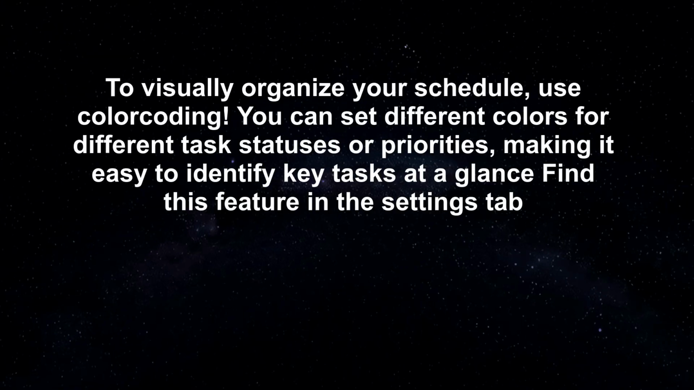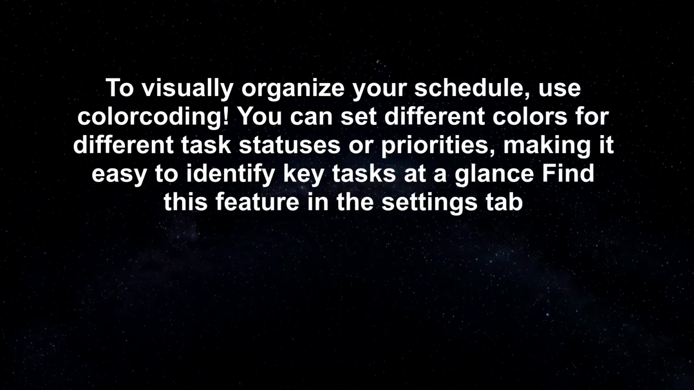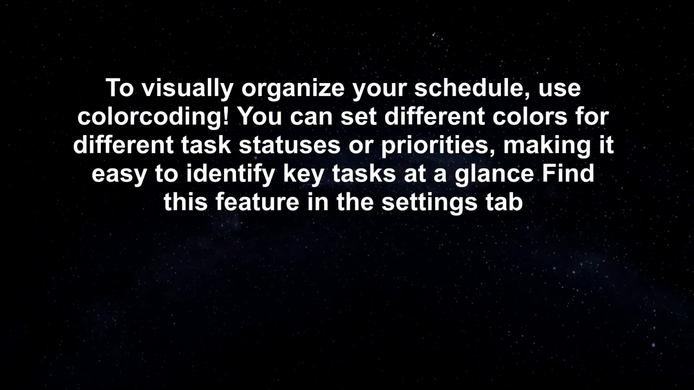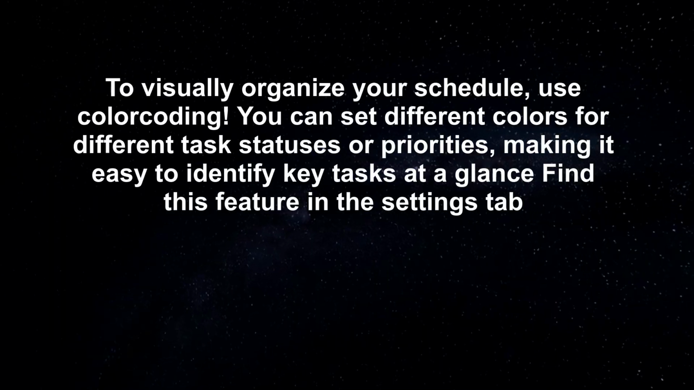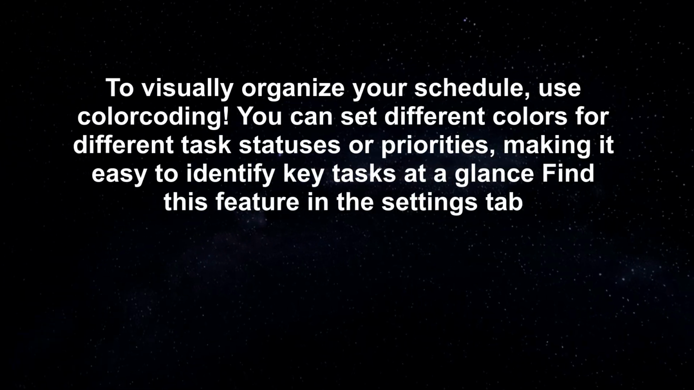To visually organize your schedule, use color coding. You can set different colors for different task statuses or priorities, making it easy to identify key tasks at a glance. Find this feature in the Settings tab.